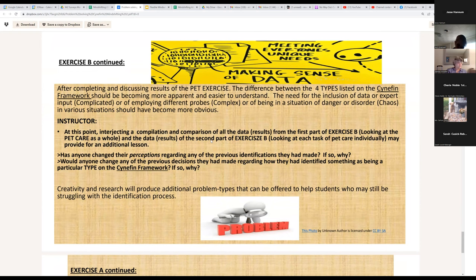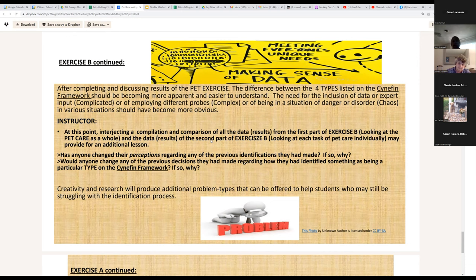And then skip down to where it says, has anyone changed their perceptions regarding any of the previous identifications they had made? So has anything changed as you looked more closely? I put in the middle that it may take doing some research. They may have to get in and start researching. How do I take care of a monkey? What is its food needs? What does it need? What's its environment?